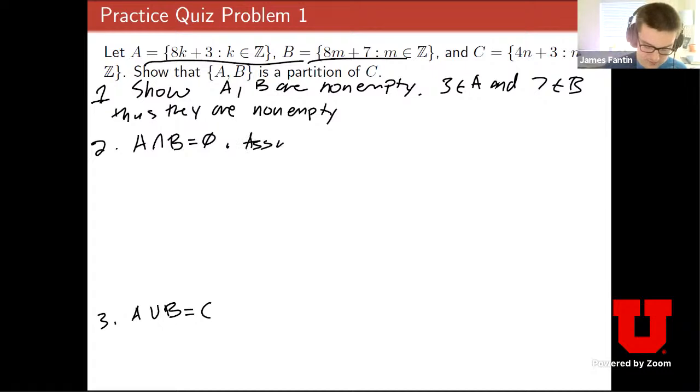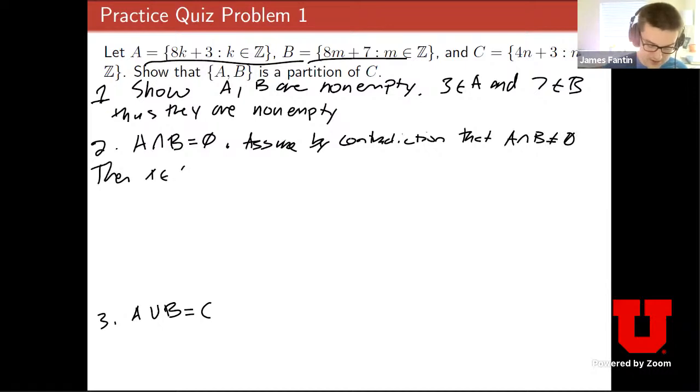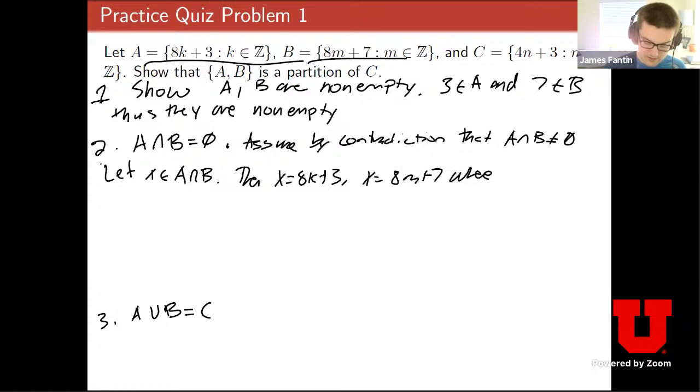So let's assume by contradiction that A intersects B is not equal to the empty set. What does that mean? There's an element in A intersects B. So then x is an element of A intersects B. Or let's just let x be some element. So then x is equal to 8k plus 3, and x is equal to 8m plus 7, where k and m are integers. And then we do the technique that we went through with an earlier proof.